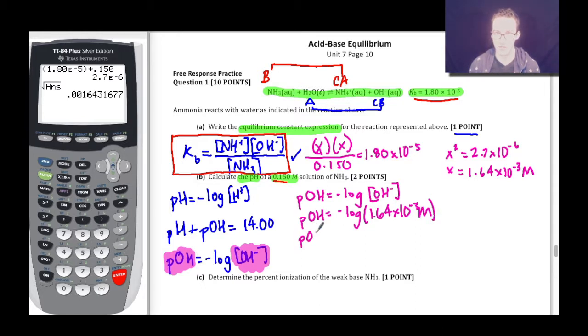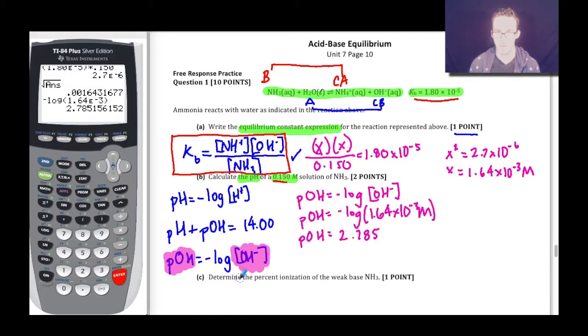Therefore, the pOH of this solution, I need my calculator, negative log 1.64 E negative 3. My pOH is going to be 2.785. Remember the rule about significant figures when you're doing logarithms. The total number of sig figs here is 3, and so that's the number of significant digits that I'll have after my decimal. So 2.785 is my pOH value.